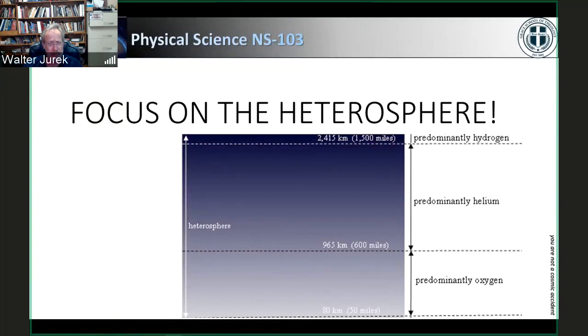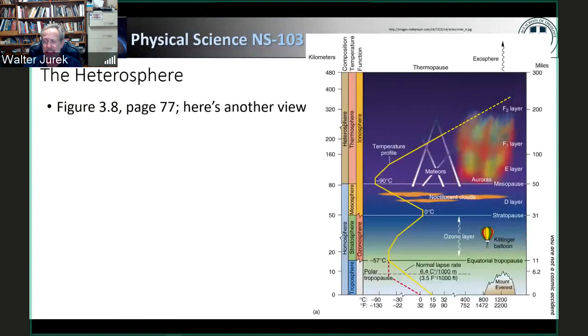We've got a picture in the textbook, figure 3.8. It's on page 77. It's a nice picture. I actually like this one a little bit better. I know visually there's more stuff in there, but visually it allows me to see more of what's going on. Okay, and let me just take you on a tour of this picture.